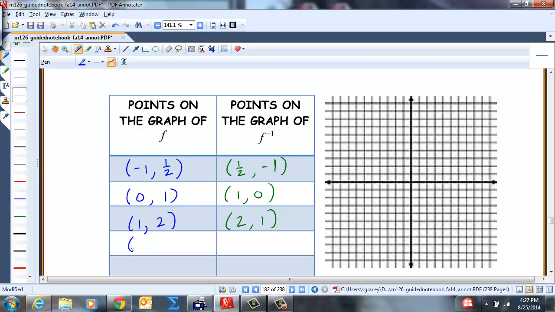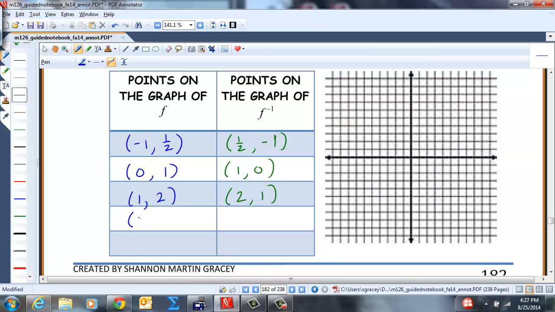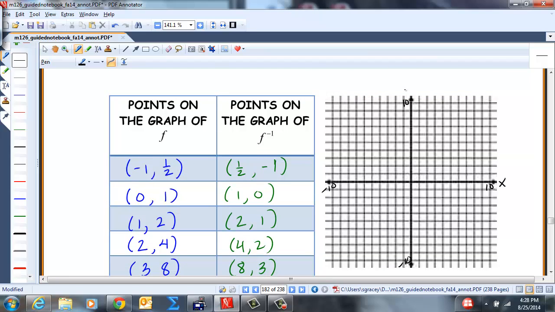If we plug in 2, 2 squared is 4, and our inverse function will be 4, 2. Lastly, if we do 3, 2 cubed is 8, and our inverse function will have the ordered pair 8, 3. So if we set our scale at plus or minus 10 on both axes, we'll just call them x and y since we're doing two graphs.